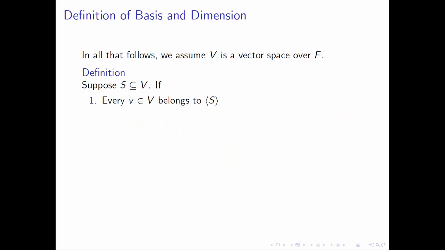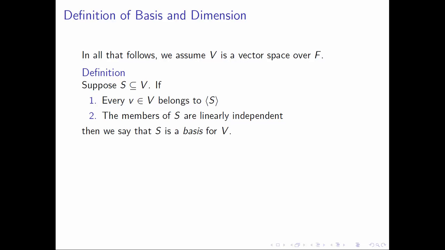Last but not least, in terms of definitions, I'd like to introduce the definition of a basis and a definition of the dimension of a vector space. So again, in all that follows, we're going to write V for the vector space and F for the field. And let's suppose that S is a subset of V. We require two things. If it happens to be the case that every element of the vector space belongs to the subspace spanned by S, and if the members of S are linearly independent, then we are going to say that S is a basis for the vector space V.